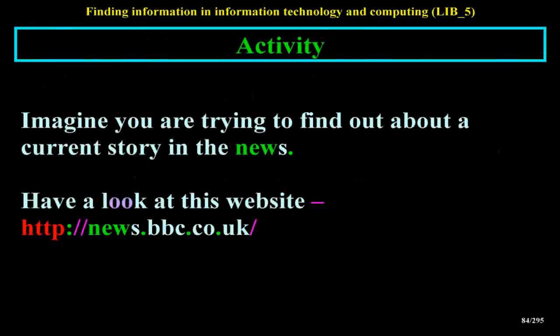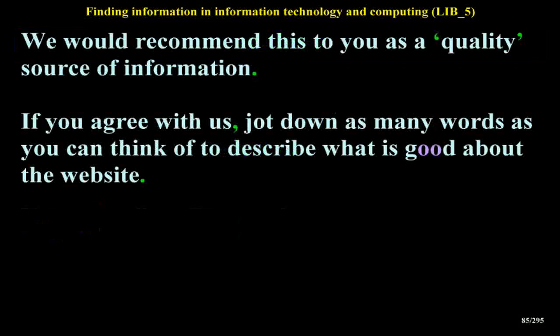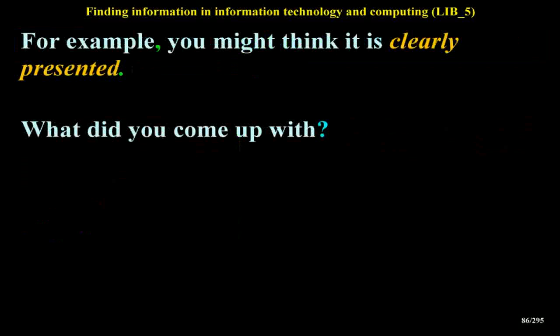Activity: imagine you are trying to find out about a current story in the news. Have a look at this website: news.bbc.co.uk. We would recommend this to you as a quality source of information. If you agree with us, jot down as many words as you can think of to describe what is good about the website. For example, you might think it is clearly presented. What did you come up with?